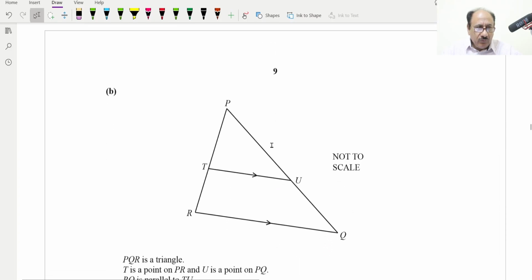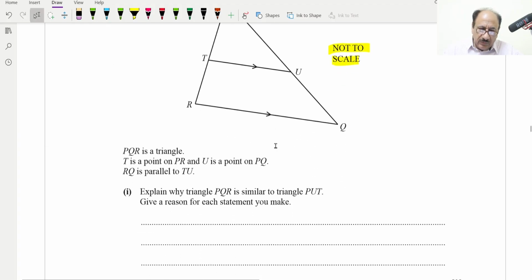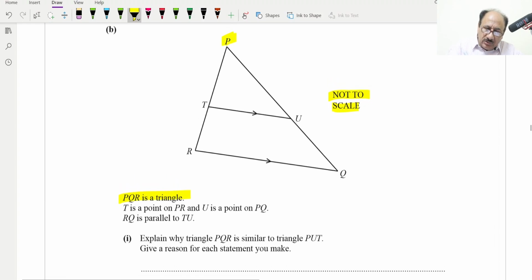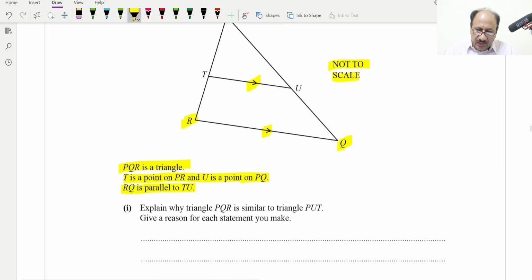Now we can move to the B part. The B part is also a tricky question, in which a diagram is provided which is not to scale, and they are saying PQR is a triangle. P is over here, and Q and R are these. Then T is a point on PR, and U is a point on PQ, and RQ is parallel to TU. So these two are parallel. They have indicated it on the diagram also.